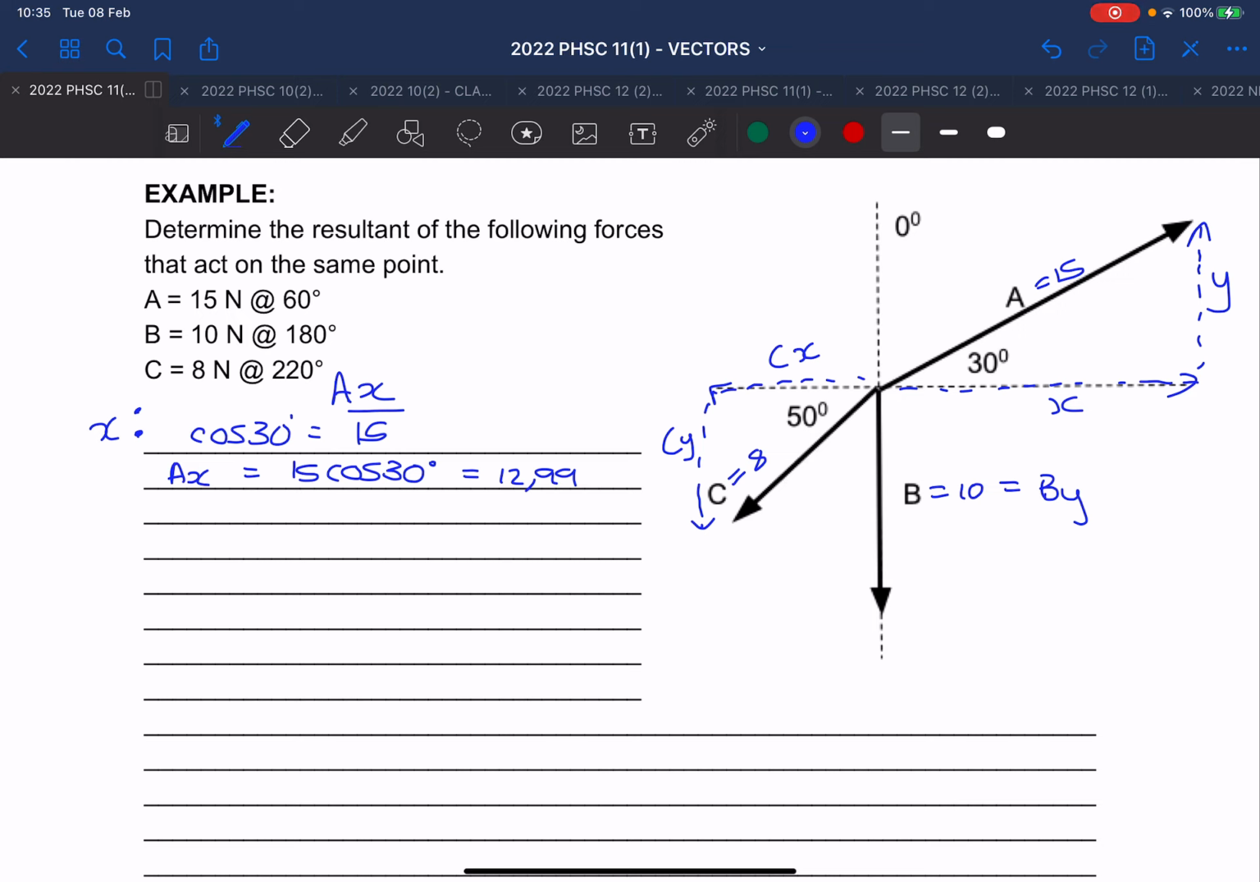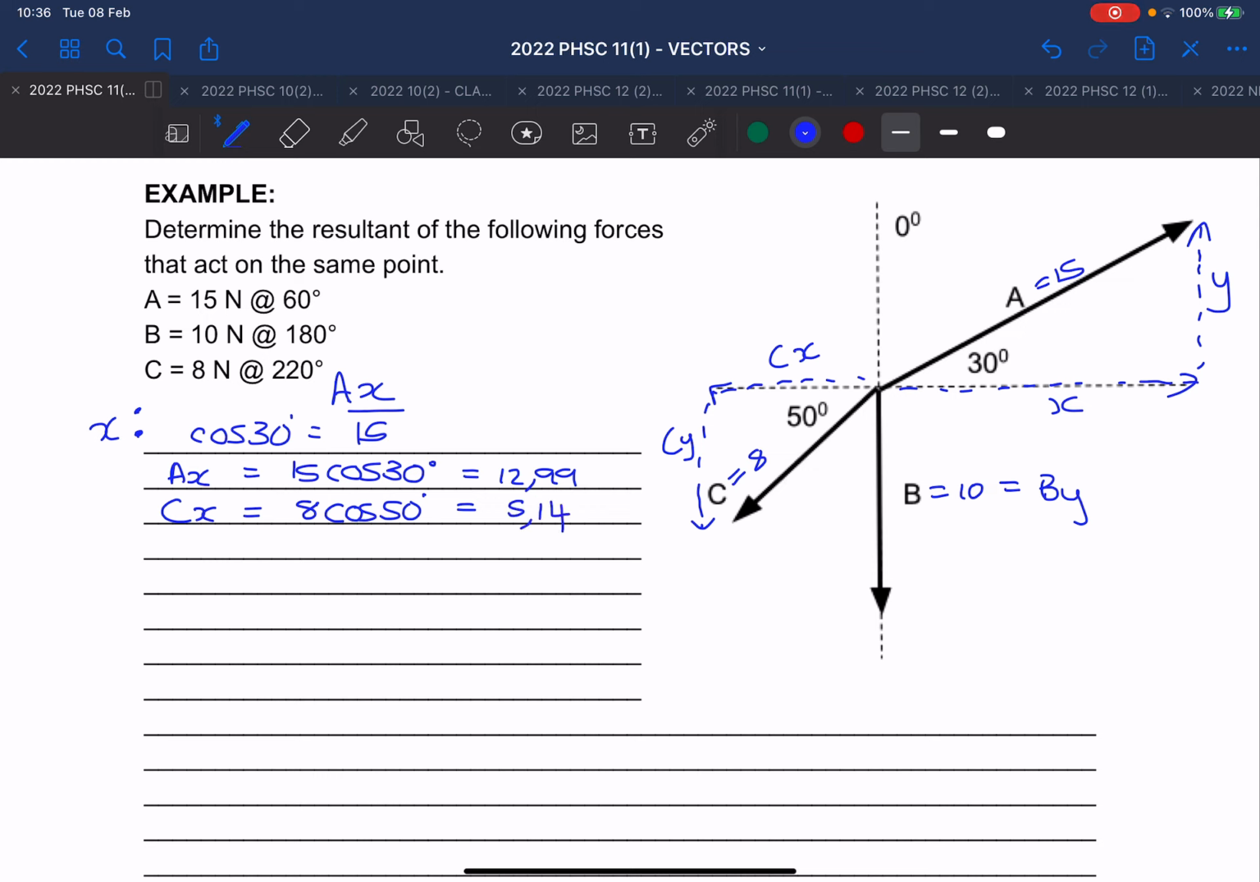Okay. B doesn't have any x values because it just goes down. It doesn't go to the right or to the left. And C has an X value. Okay, now I'm going to skip this first step. I'm going to write down exactly that. Not exactly that, but in that way. I'm going to say CX will be 8 cos 50. Let's wait. Maybe I'm wrong. Okay, go. No, I got 5. Yes.